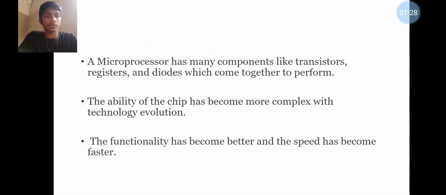A microprocessor has many components like transistors, resistors, and diodes which come together to perform. The ability of the chip has become more complex with the technology evolution. The functionality has become better and the speed has become faster.